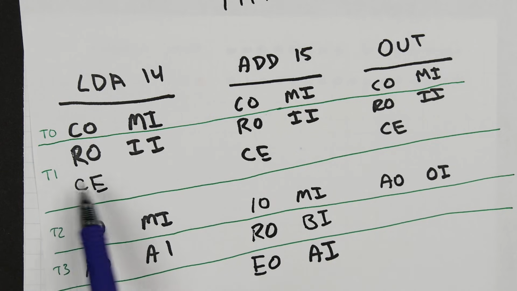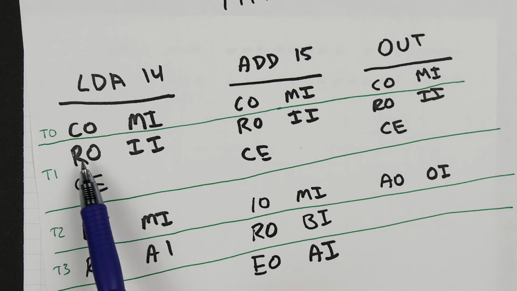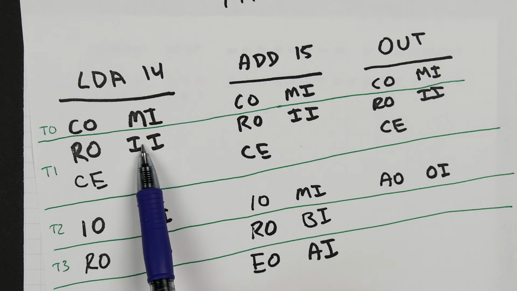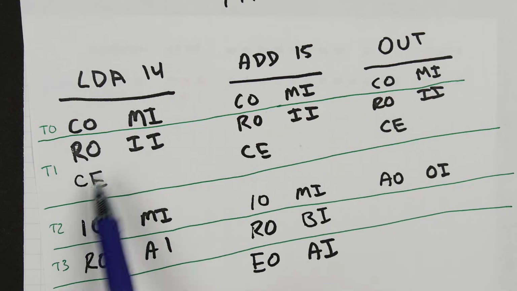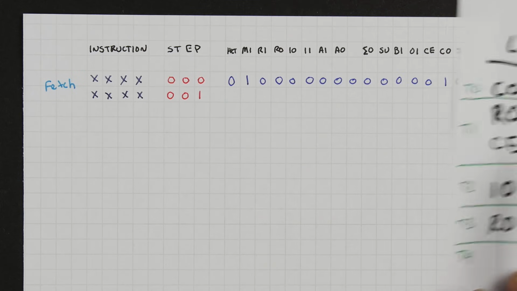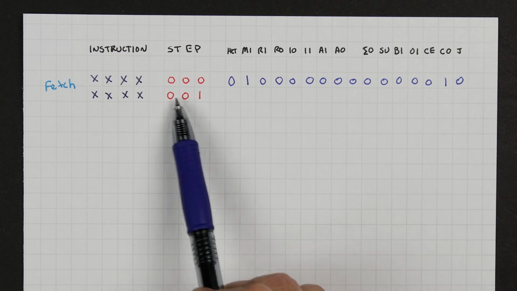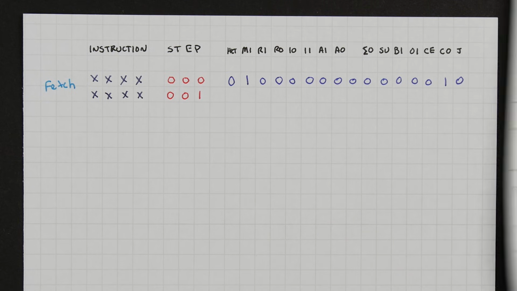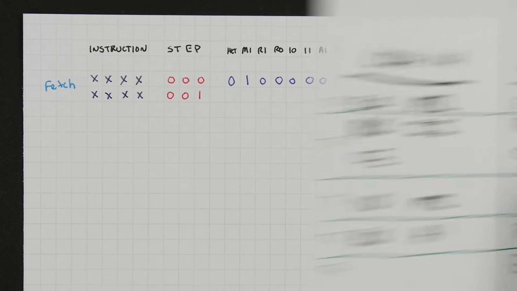Now at time T1, we have these 3 bits set. So RAM out, so we're taking the contents of RAM, instruction register in, we're putting that contents into the instruction register, and then we're also incrementing the program counter, so counter enable. And so again, at time T1, we're at step 1 here, doesn't matter what instruction, because this is the same for every instruction that we're executing.